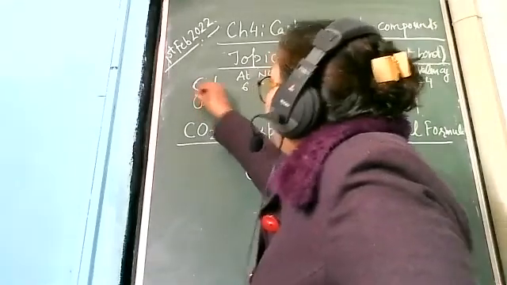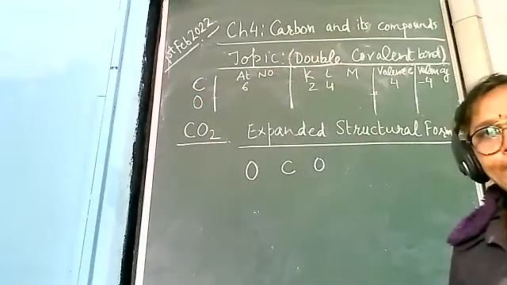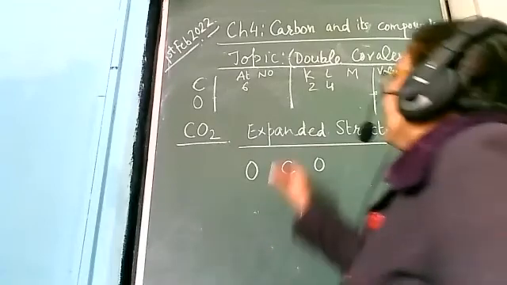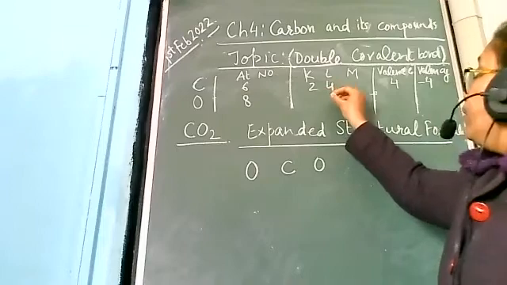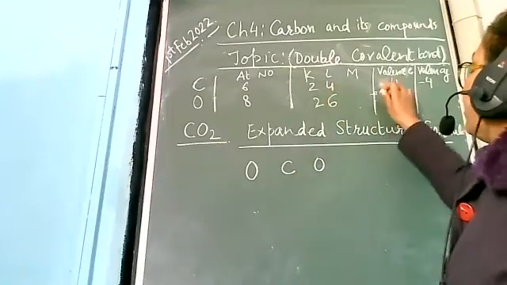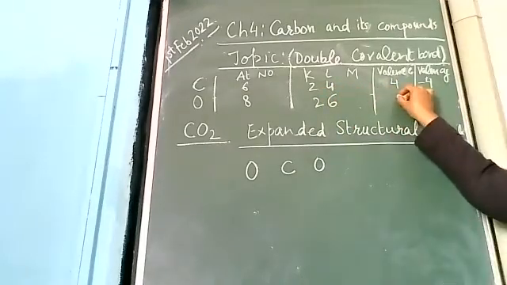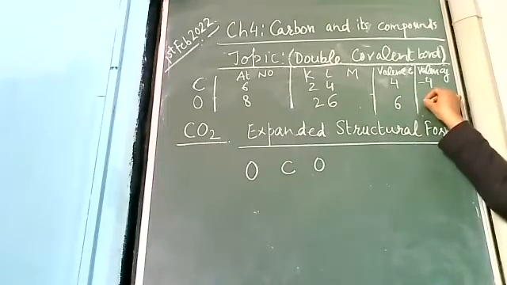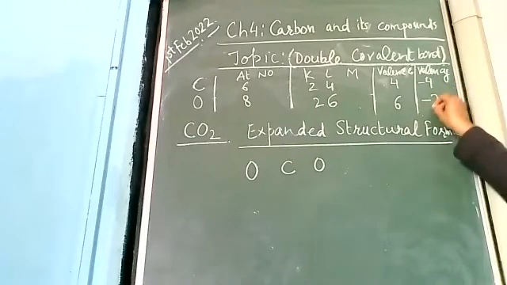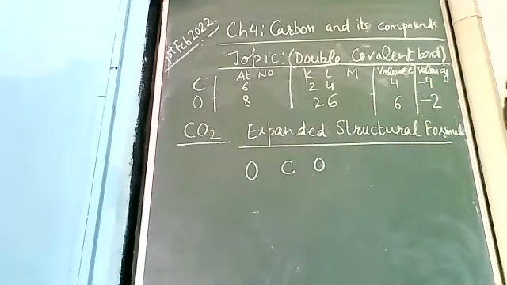Now, what is the atomic number of oxygen? 8. What will be the configuration? 2, 6. Mukund, how many valence electrons are there? Ma'am, 6. Pushkar Gupta, what is the valency of oxygen? Ma'am, 2. It needs 2 electrons or it will lose 2 electrons? Ma'am, it will gain 2 electrons. It needs 2 electrons, right?